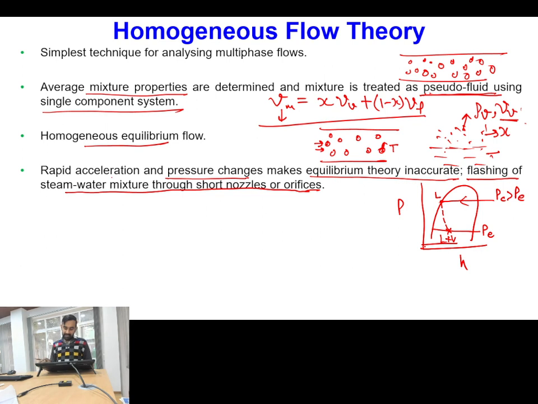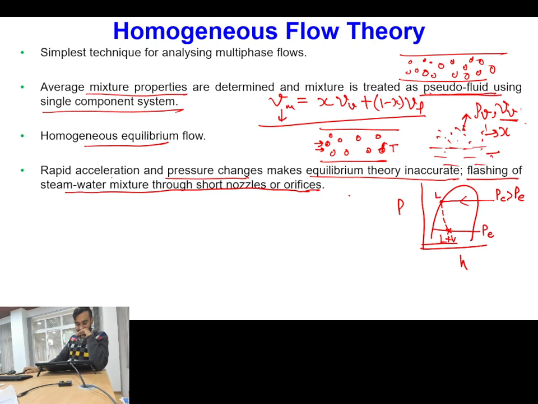Okay. So means flashing of steam water mixture through short nozzles or orifices. So if you see in flash chamber also what we do, before the flash chamber we put a throttle. Okay, we put a nozzle. When the fluid comes through that nozzle, its pressure decreases at the outlet, and because of the low pressure, some part of the liquid gets converted into vapor. That vapor we collect at the top of the tank. We take it for some other purpose and liquid we replenish. Okay.